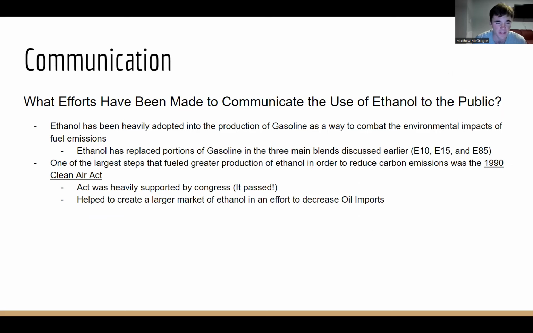So the biggest effort for communication regarding ethanol for public use was the 1990 Clean Air Act. This act was heavily supported by Congress, and it helped to create a larger market for ethanol in an effort to decrease oil imports and help with reducing carbon emissions in the air.